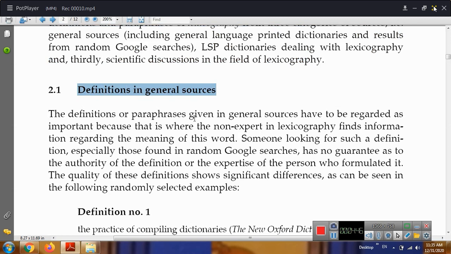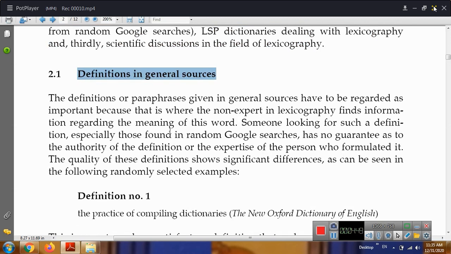Definitions in general sources. Here we will read some definitions about lexicography in general sources. The definitions or preferences given in general sources have to be regarded as important, because that is where the non-expert in lexicography finds information regarding the meaning of this word. Someone looking for such a definition, especially those found in random Google searches, has no guarantees as to the authority of the definition or the expertise of the person who formulated it. The quality of these definitions shows significant differences, as can be seen in the following randomly selected examples.